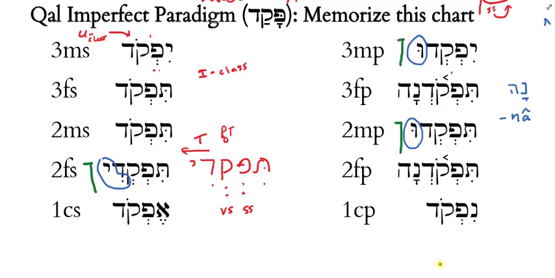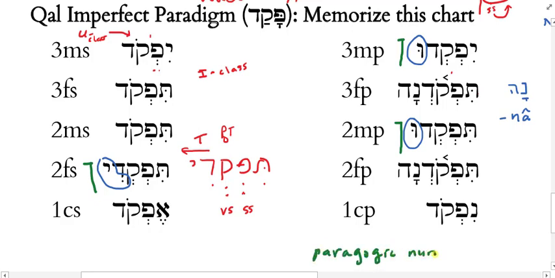This is referred to as a paragogic nun, all right? And that's all you need to know, that that's what it's called, and that it sometimes will appear. It does not change anything except the spelling. In other words, if you see yifkadun with the extra nun at the end, you're still going to identify that as a Qal imperfect third masculine plural, okay? Will you change the translation? No, it's going to be translated the same way. They will appoint. So just be aware that you sometimes might see an extra nun on the pattern with these vocalic endings. All right, that's all I want to say about that.